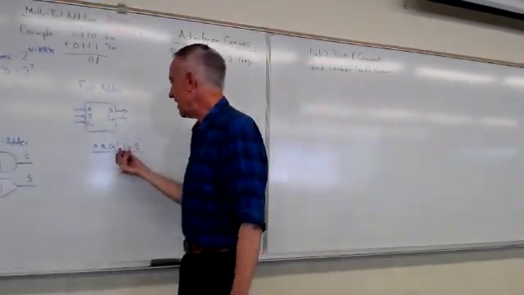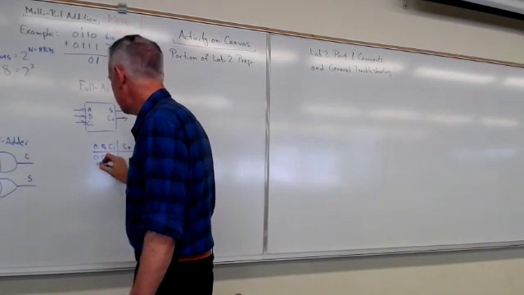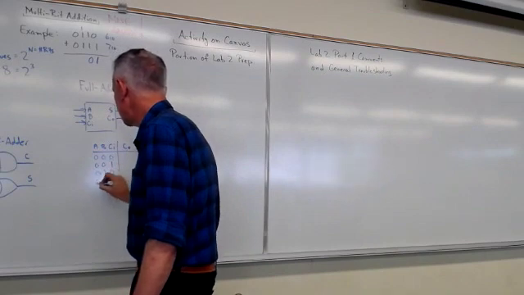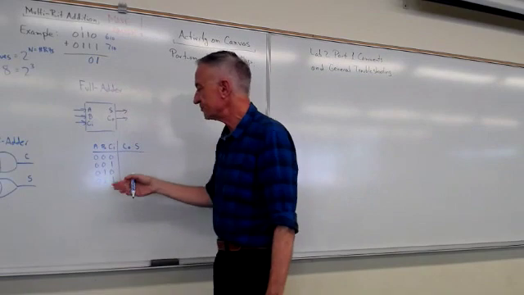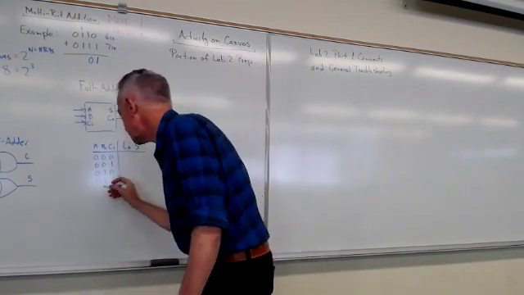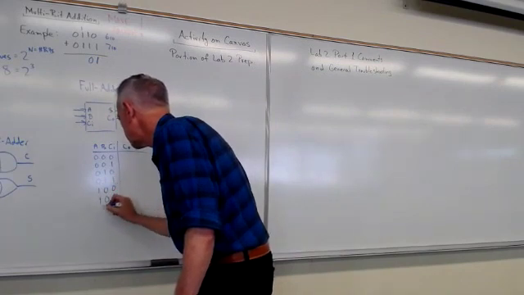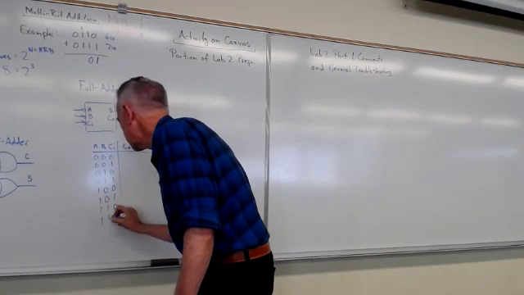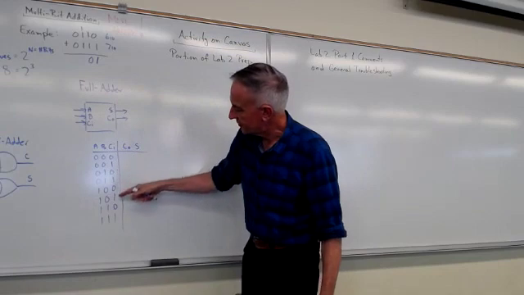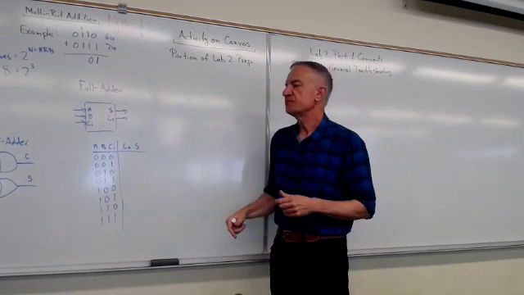Okay, so we're going to have 8 unique combinations, and I'm going to put them in binary order. I think I mentioned that in an earlier class: when you're doing a truth table, by convention, we always put the inputs in binary order, as they're binary numbers. So 0, 1, 2, 3, 4, 5, 6, 7. I always double check because it's easy to make a mistake.